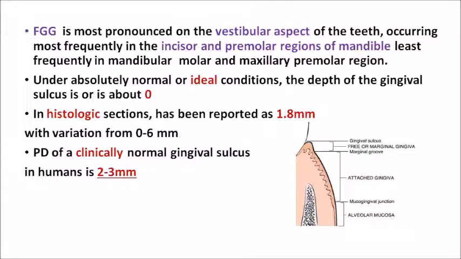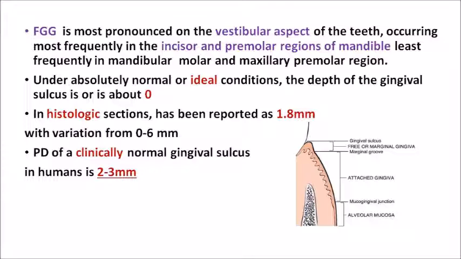Most frequently it occurs in the incisor and premolar regions of the mandible. When it is most frequent there, it is least frequent in the molar region of the mandible, and also the premolar region of the maxilla. So most frequent in the incisor and premolar region of the mandible, hence what is left out? Molar region of the mandible. There it is least frequent. Also in the maxillary premolar area it is least frequent.